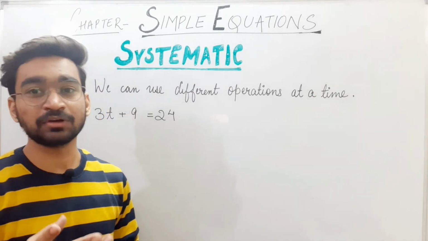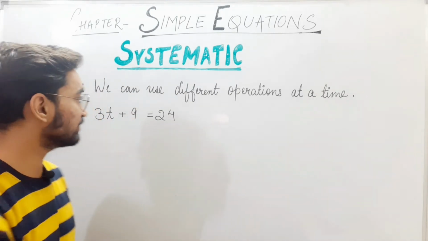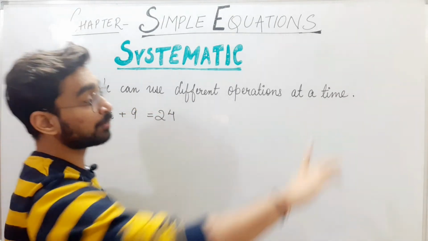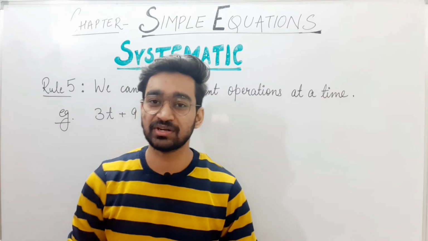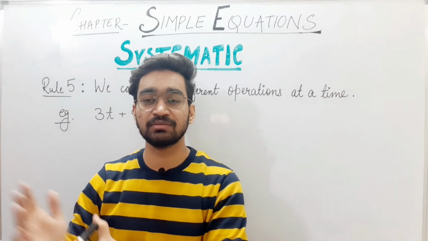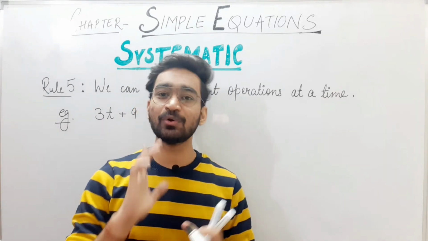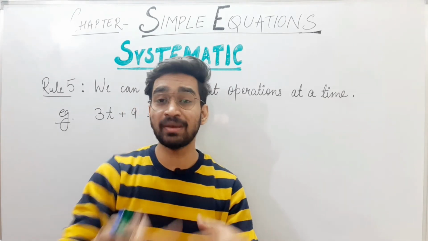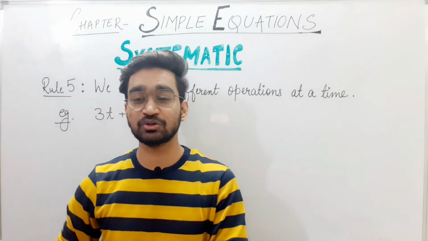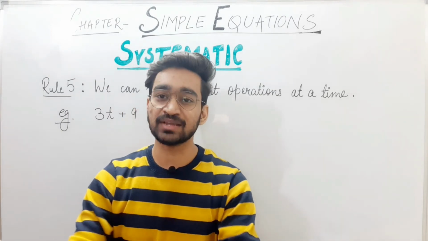Now let's see what rule number 5 is. Rule number 5 says that we can use different operations at a time. Up to now we have seen only one operation at a time, like subtraction, addition, multiplication or division. But now rule number 5 says that we can do many different operations even in a single equation. Now let's check how we can do it.